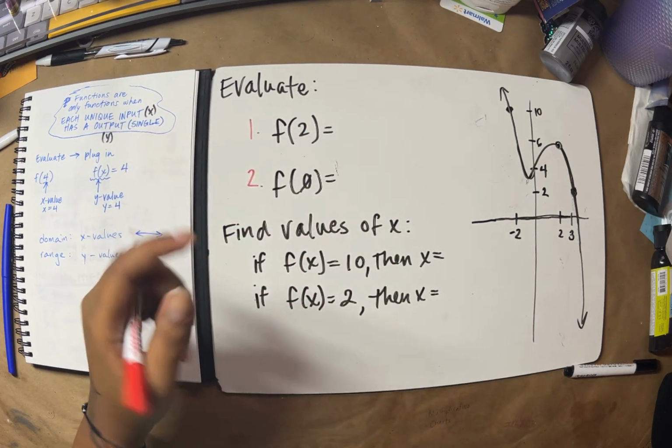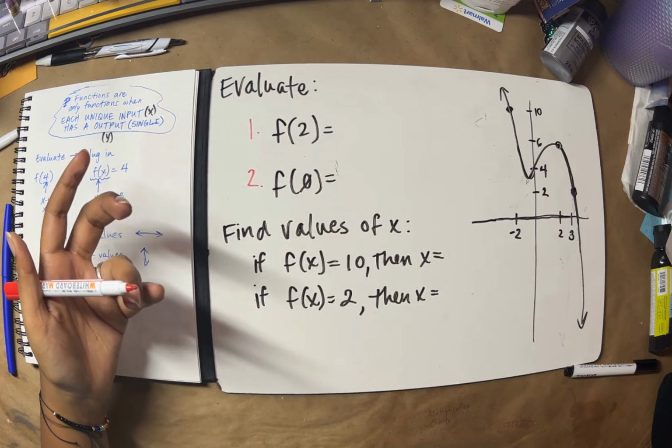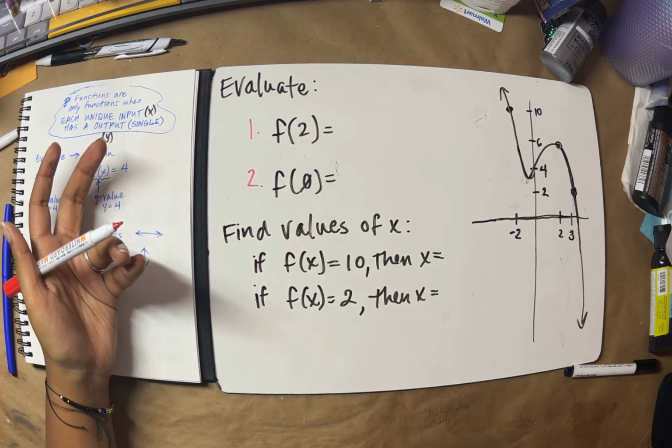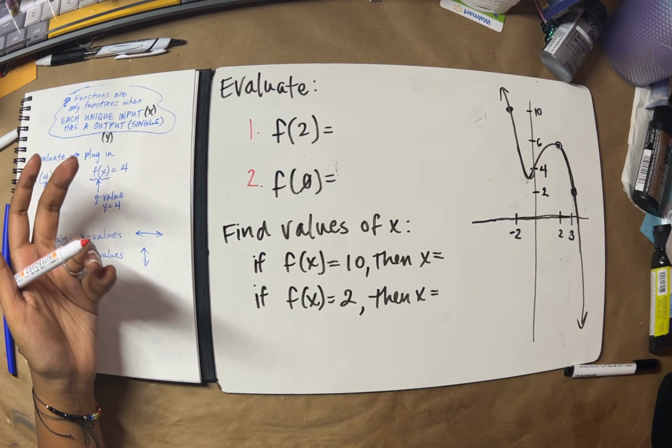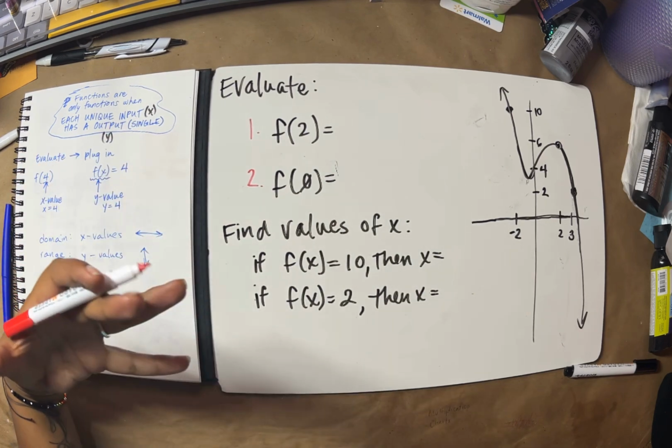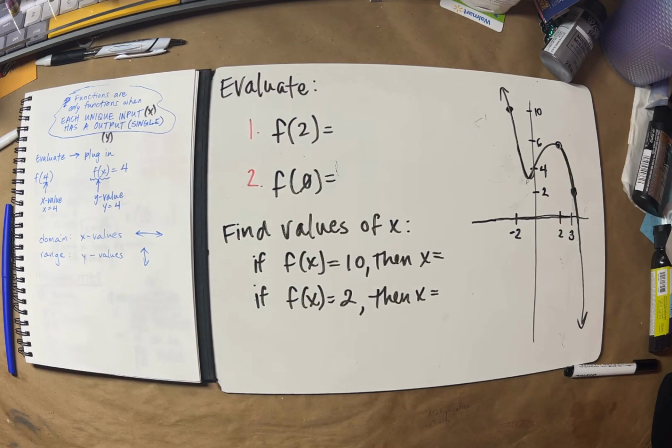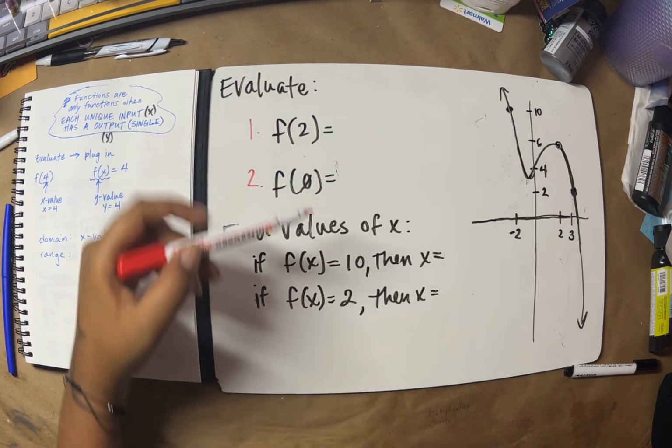It says to evaluate. You may be going, Ms. Norman, I don't have anything to plug it into. I don't have a function. Why does it say to evaluate? I don't have an equation is what I really mean. However, we have a graph, which means we're plugging 2 in.